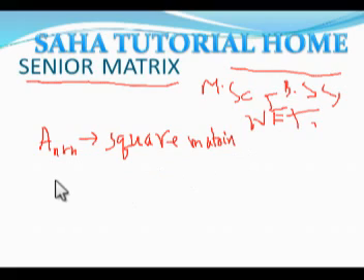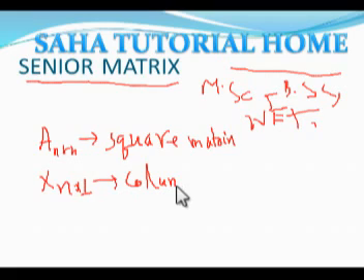Now take another matrix x. Here x is a column matrix. It has n rows and one column. This is a column matrix because its column is one.